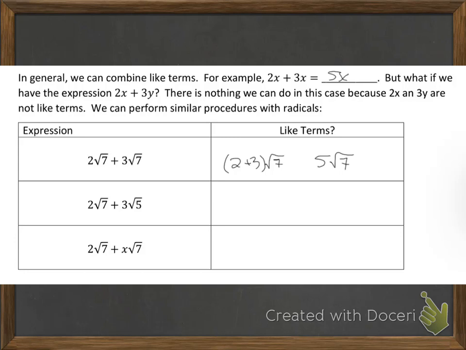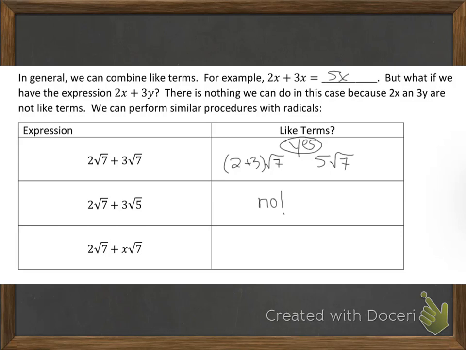What about this next expression? 2 square roots of 7 plus 3 square roots of 5. Well, in this case, the somethings are different somethings, right? If I have 2 apples and you have 3 oranges, we don't have the same kind of fruit. So 2 square roots of 7 plus 3 square roots of 5 are not like terms. In the first example they are like terms, and because they are like terms, we can combine them through addition. They're not like terms in the second example, so there's nothing we can do.